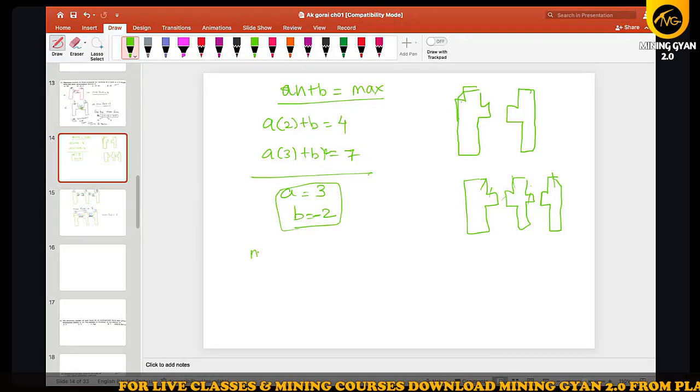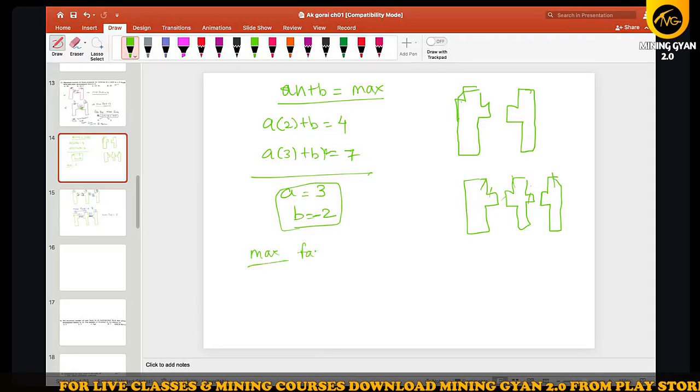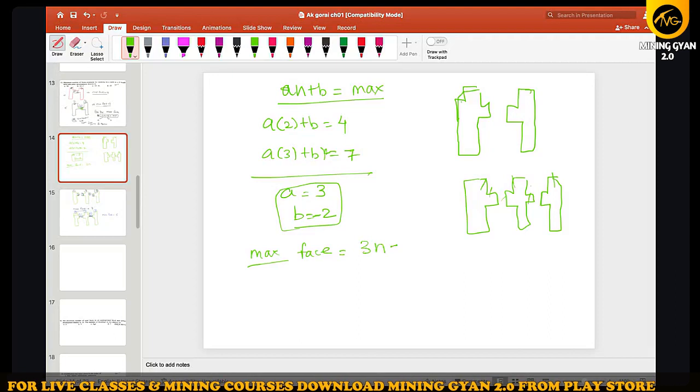So a equal to 3 and b equal to -2. So our formula for the maximum phase will be 3n - 2.